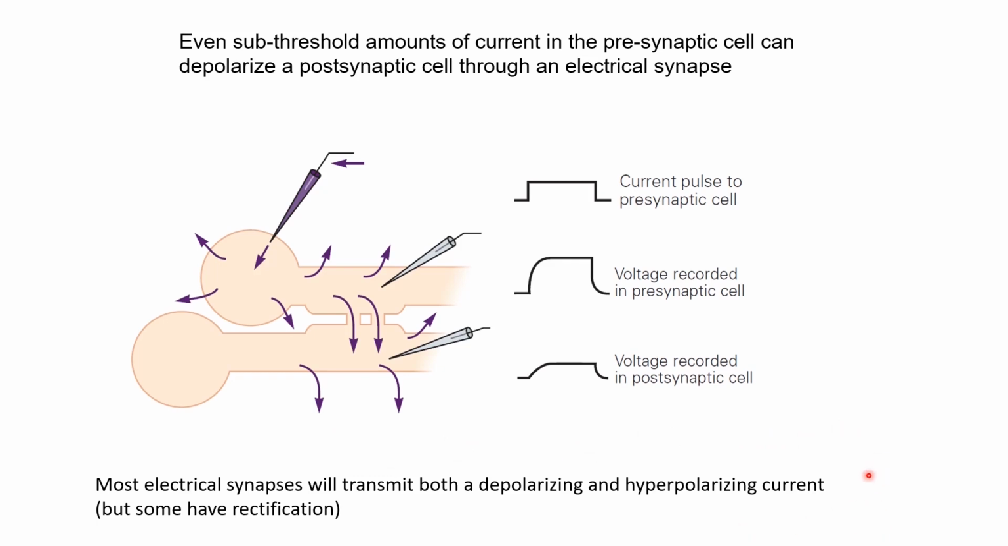That is true for most electrical synapses, although there are some exceptions. So there are some channels that have rectification, that is, they allow only either positive currents to pass through or negative currents to pass through. But in most cases, they would allow both the positive and negative currents to pass through.